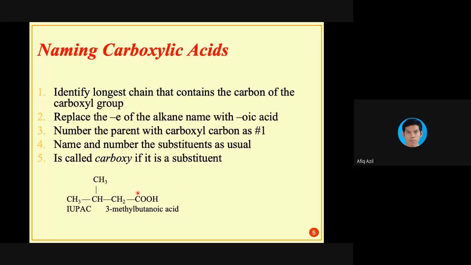And then number the parent with the carboxyl carbon as number 1. So this will be carbon number 1, 2, 3. So at carbon number 3, name and number the substituents as usual. That means at the third carbon, there is a methyl group. So 3-methyl butanoic acid.